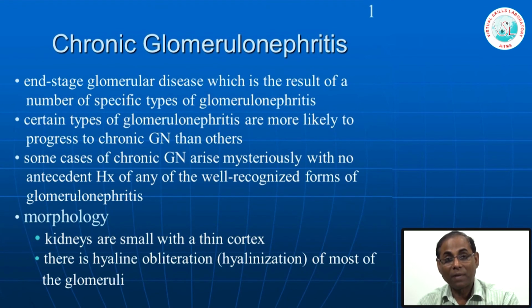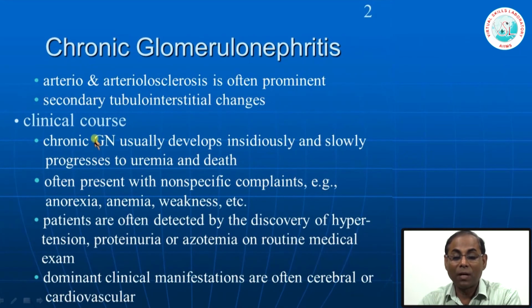It may be chronic glomerulonephritis or chronic pyelonephritis or chronic interstitial nephritis, which leads to end stage renal disease, and there is hyaline obliteration of most of the glomeruli. So, arteriosclerosis is often prominent and secondary tubulointerstitial changes are there; everything is fibrosed. Clinical course: chronic glomerulonephritis usually develops insidiously and slowly progresses to uremia and death. Obviously you can make these patients survive by transplantation or long continued dialysis. They often present with non-specific complaints.